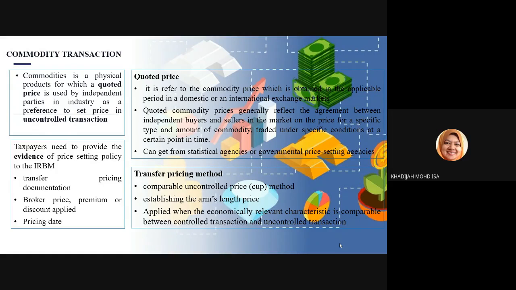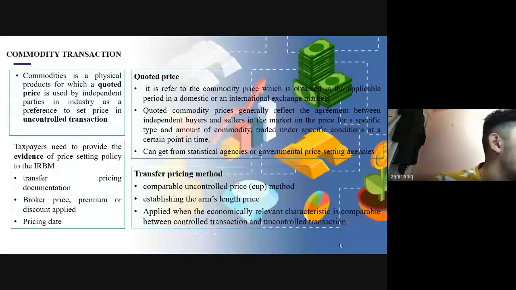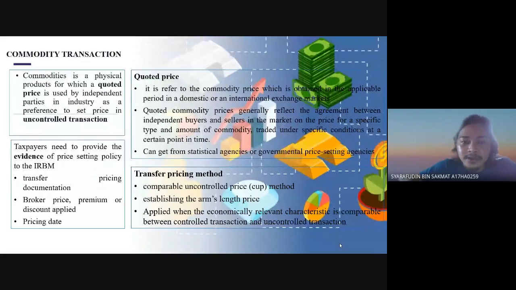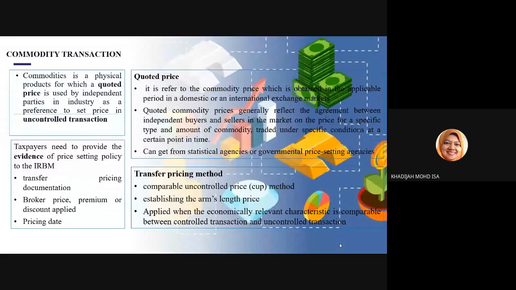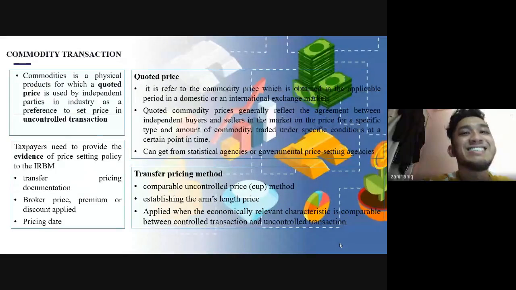So why do you think that the IRB will need all this documentation? As a proof that they are using the arm's length price. To prove that the price they sell to their controlled party is within the arm's length, so it's not too low and not too high. Yes, thank you. All right.